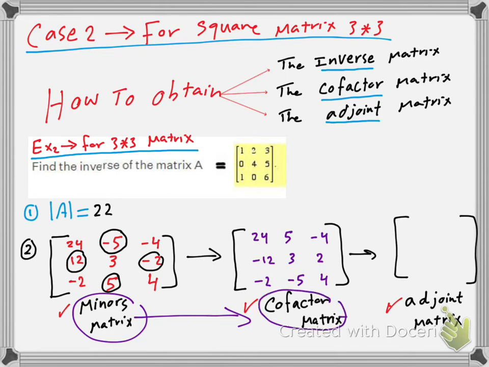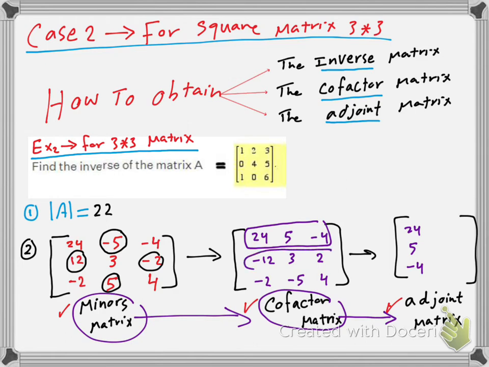You can obtain from that the adjoint matrix. How to do that? Just by the transpose. Then I will take the first row from here, and I will convert it there to be the first column. Then here I have what? I have 24 and 5 and then negative 4.